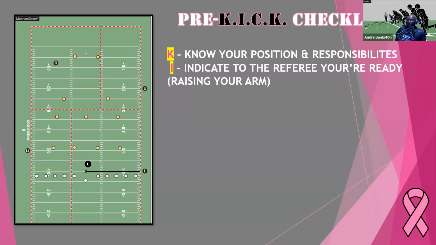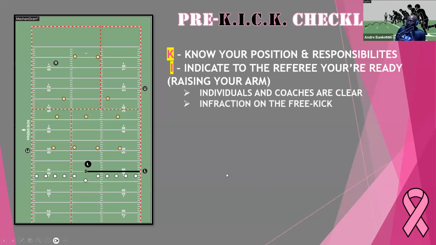All right. Now, before you raise your hands, a couple other things you need to do. Again, you want to make sure the individuals and coaches are clear of the sideline, right? We just discussed that. You're going to make sure you look for any infractions on the free kick. Some of those infractions: are they touching the line? Do you have enough players on either side of the kicker? We will never raise our hand unless there are 11 players on either side of the ball. So if there's only 10 out there, we're going to make sure they get 11 before we raise our hands.